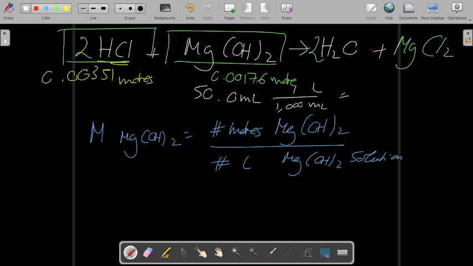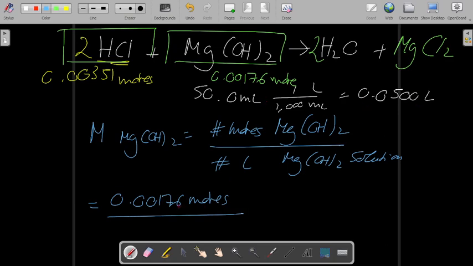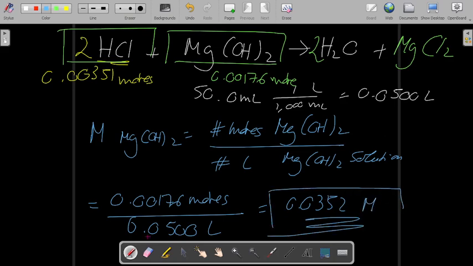So when I do the math, I find that I have 0.0500 liters in that solution. Now I can find out my molarity. So the moles we found out, 0.00176 moles. We translated the milliliters to the liters, so we have the right units. We put that number down. We put everything in the calculator, and I find out that my molarity for this base is 0.0352 molarity. And this is the answer, okay?